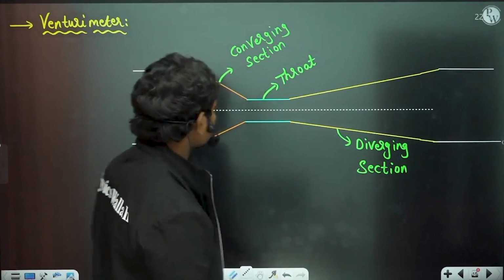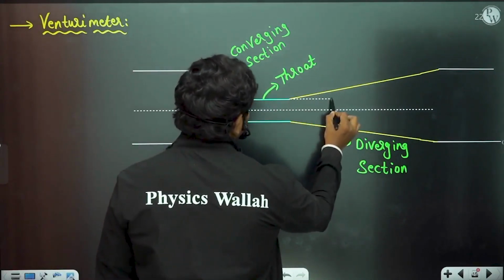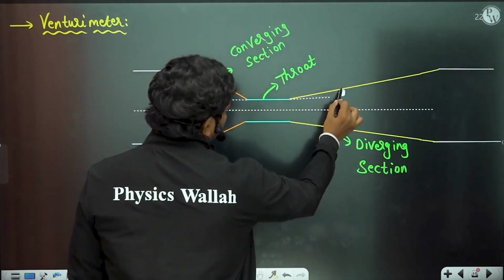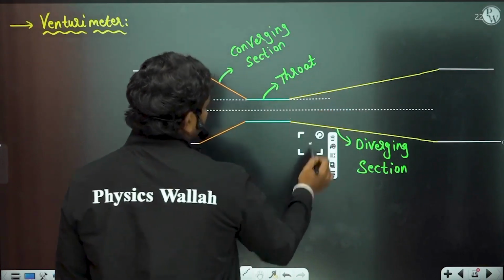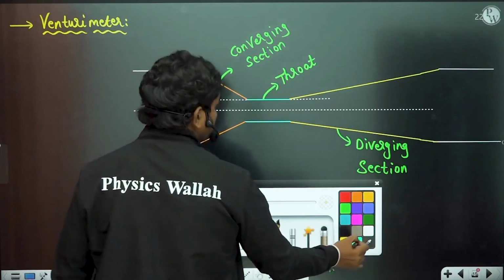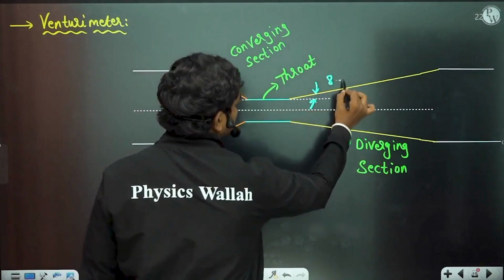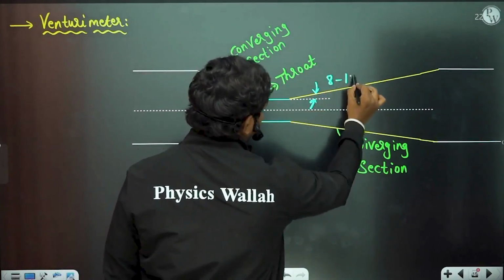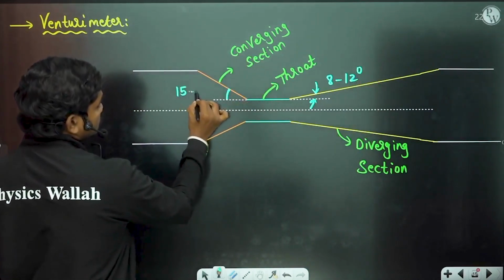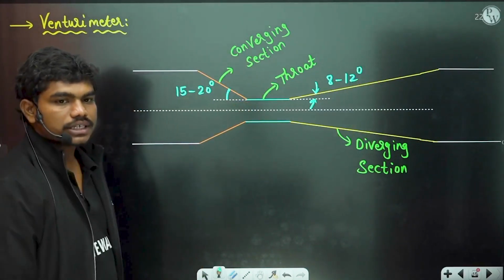Look, see here, you might have found one difference. This angle and this angle are not the same. Generally these angles are not the same. The angle which is here is around 8 to 12 degrees, and the angle which is here is around 15 to 20 degrees normally. Diverging section and converging section.